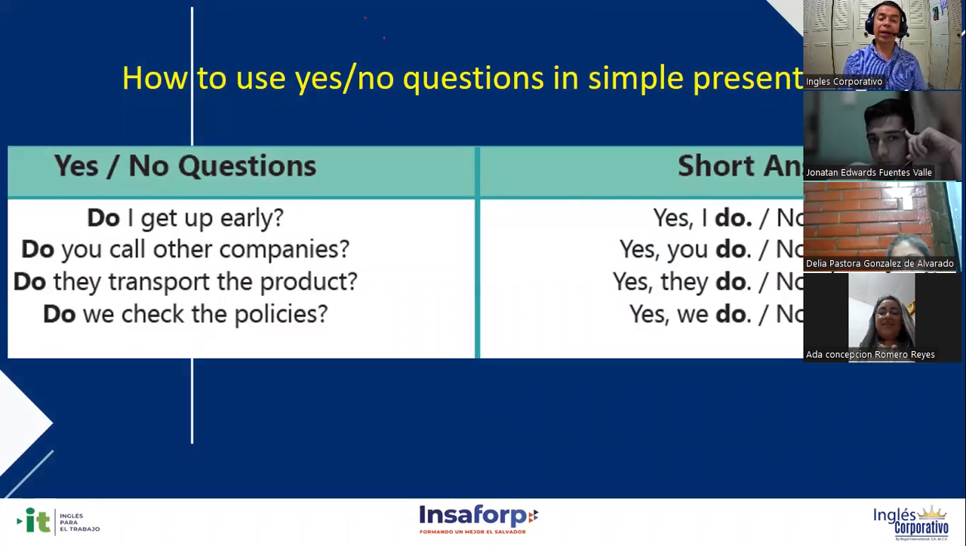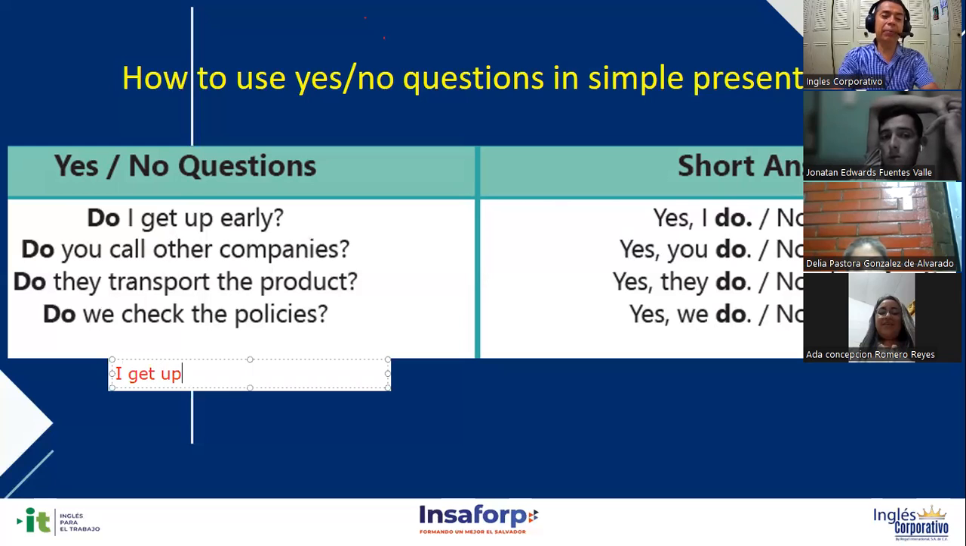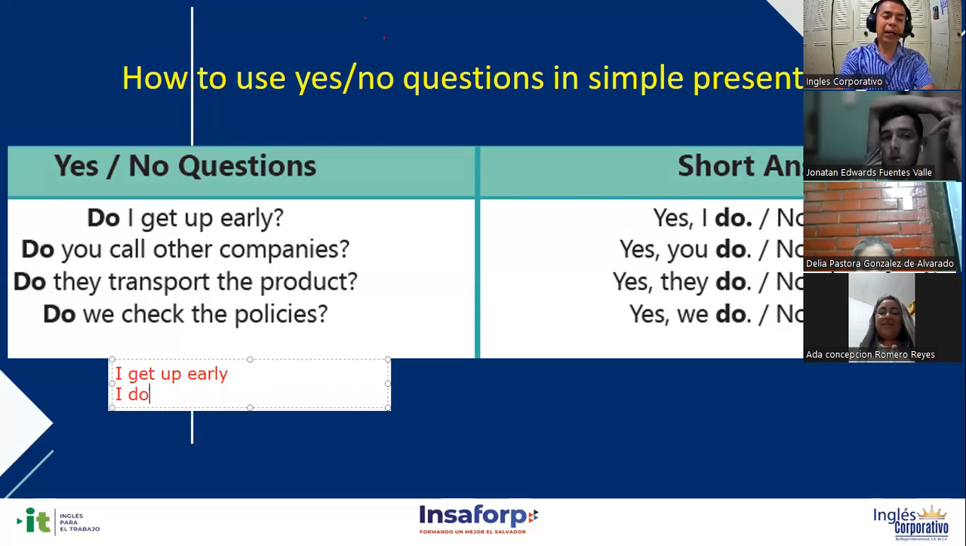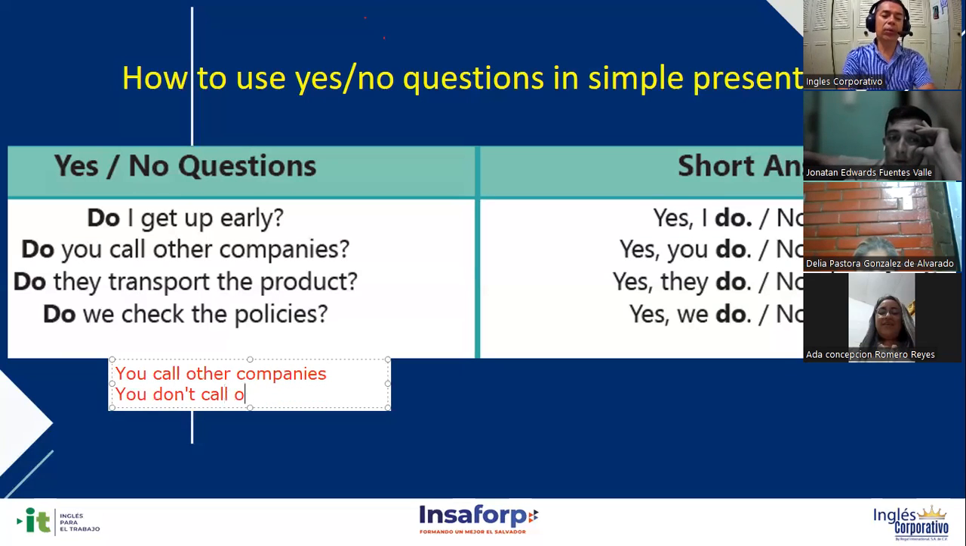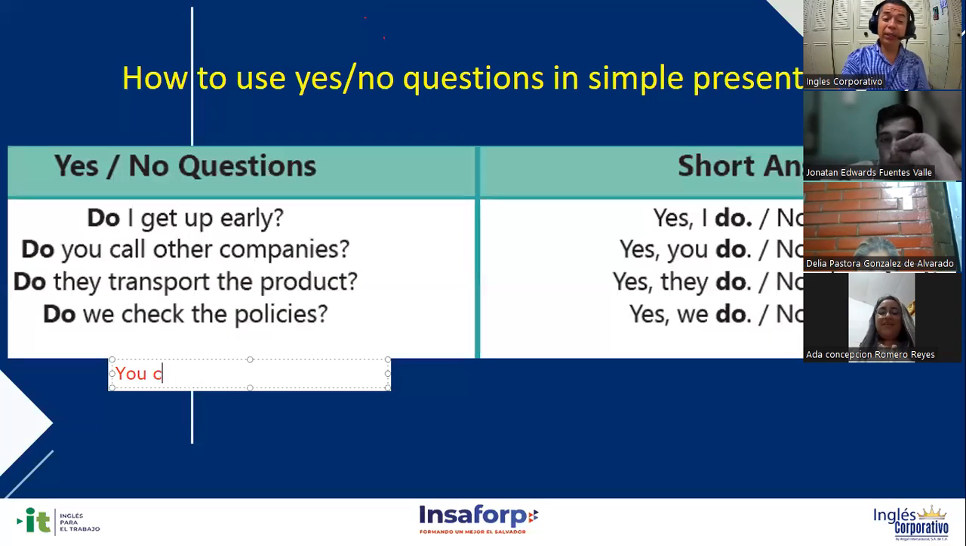So it says, do I get up early? Do you call other companies? Do they transport the product? Do we check the policies? So notice that in the affirmative, we can say, I get up early. Negative, I don't get up early. Then in the sentence, call other companies. You call other companies. Negative. You don't call other companies. Affirmative and negative.